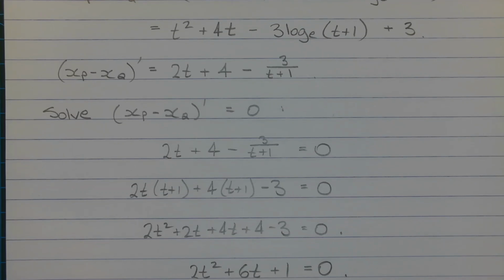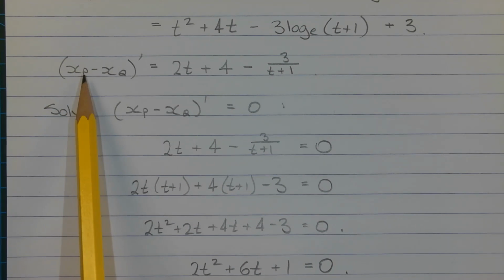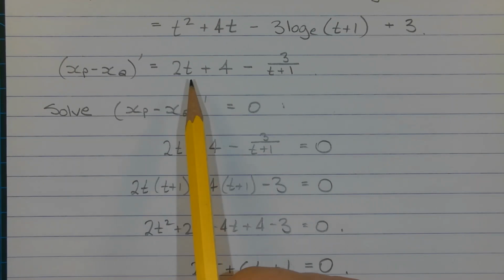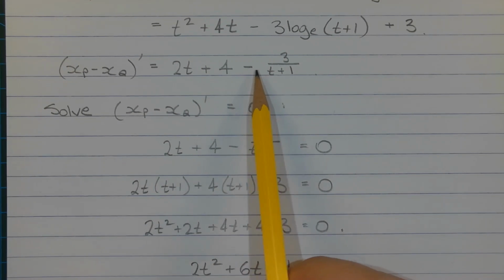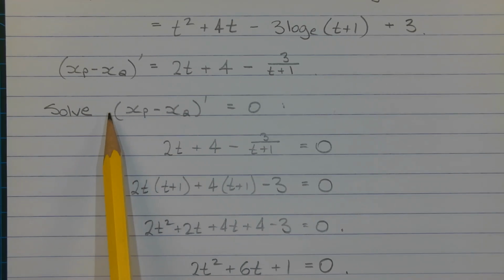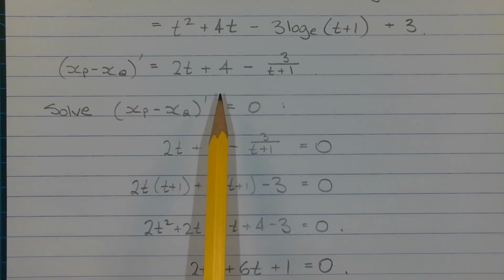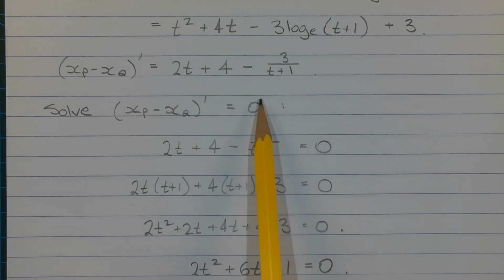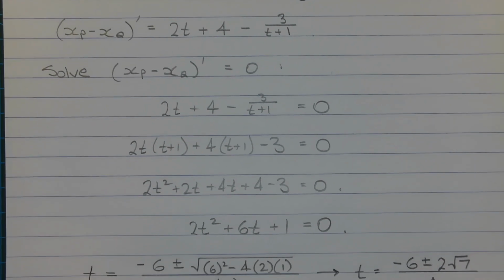So differentiating the difference xp minus xq with respect to t, so differentiating this expression here, we get 2t plus 4 minus 3 over t plus 1. Next, we solve the equation (xp minus xq) dash, so the derivative, 2t plus 4 minus 3 over t plus 1 equals 0.